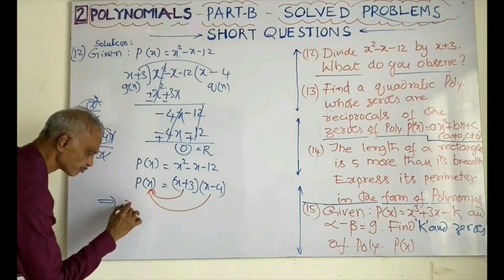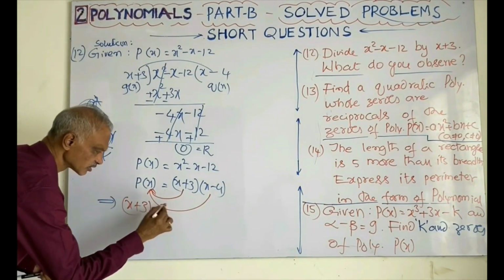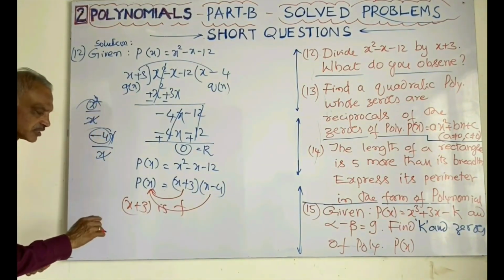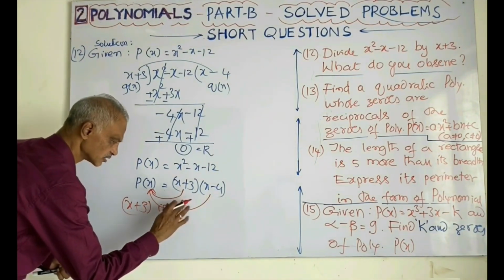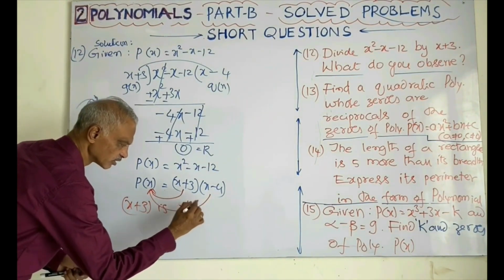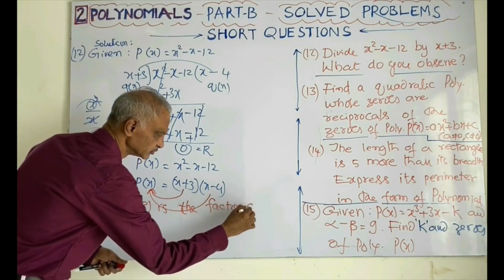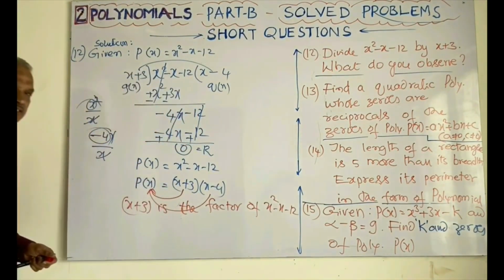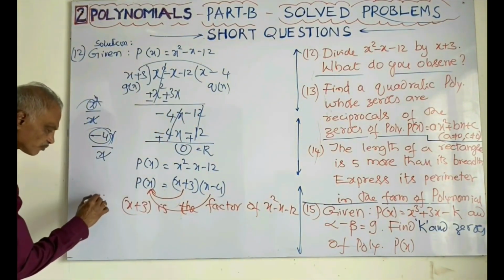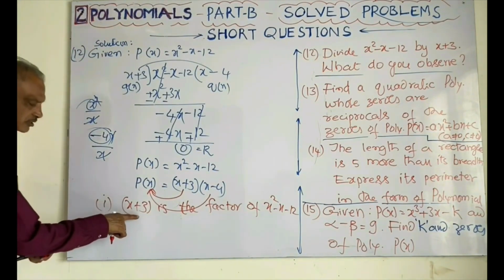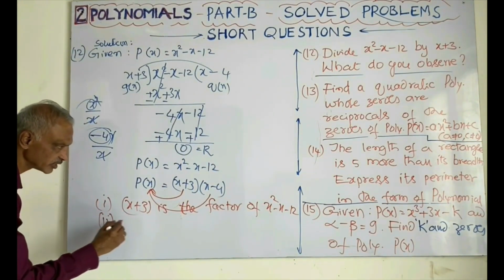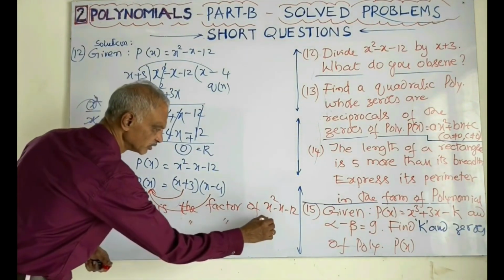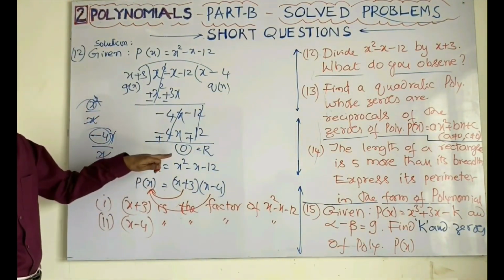We observed x plus 3 is a factor of p of x, that is x square minus x minus 12. What is another factor? You can write x minus 4 is a factor of p of x, because you are getting remainder as 0.